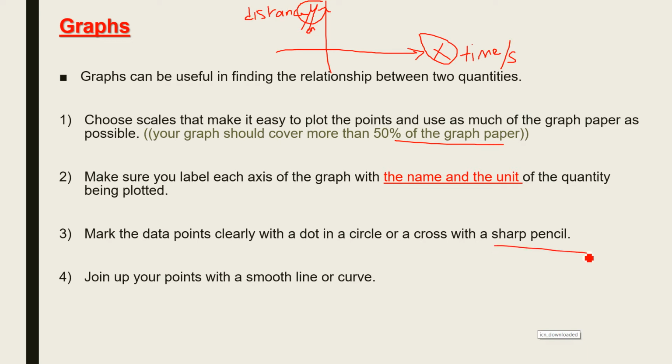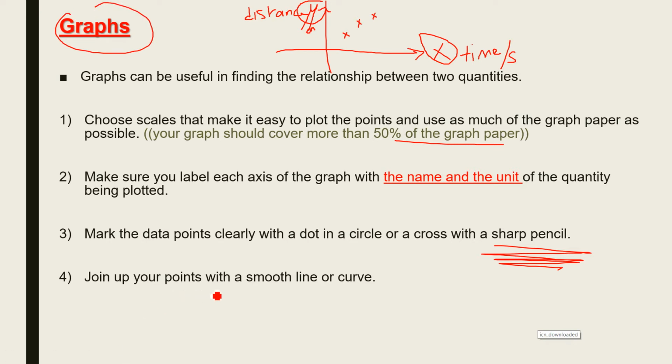Mark the data clearly with a dot in a circle or a cross, with a sharp pencil. When you draw and you have different points, you have to place them on the graph. The points should be placed like an X if you want to mark, and the pencil should be very thin, very sharp, in order to avoid inaccuracy due to the thickness of the pencil. You will see all the placements later when we solve in paper 6, but now I'm telling you about the important notes in graphs.